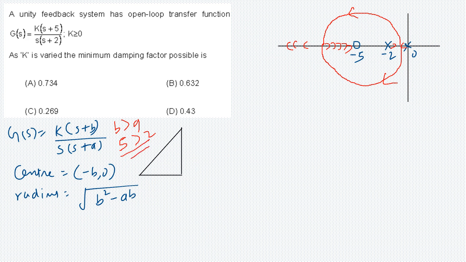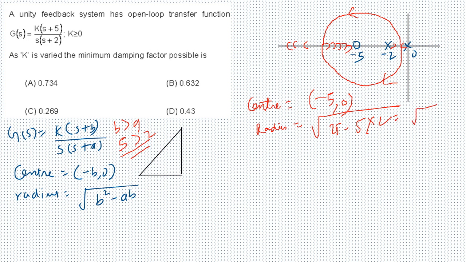Now when this is the case, this path is a circular path, and the center of that circular path is at minus b comma 0, and its radius is under root b square minus ab. So the center will be for us, because b is 5, at -5 comma 0, and the radius of this circle is going to be b square, which is 25, minus 5 into 2, so it will be root 15.